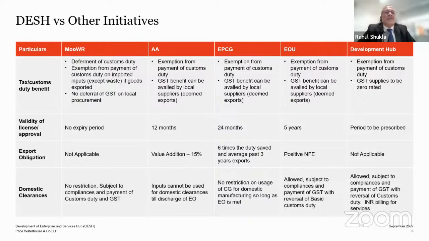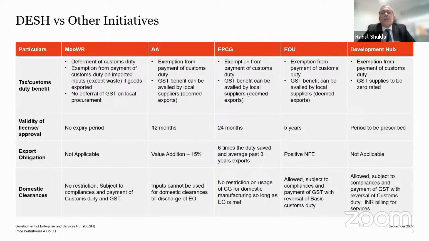So this leads us to the second part of the discussion: how DESH, while the DESH contours are still not there and we need to get into the final print and see what the final version is, but relying on what we are currently aware of or seeing in the draft bills, etc., takes up against MOVER, Advanced Authorization Scheme, EPCG, Export Oriented Unit Scheme as well.